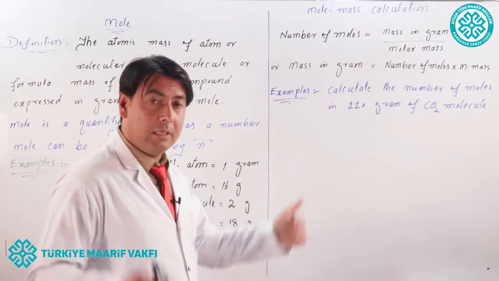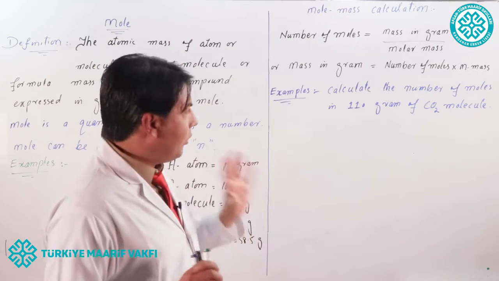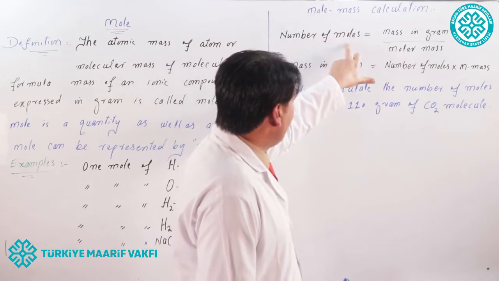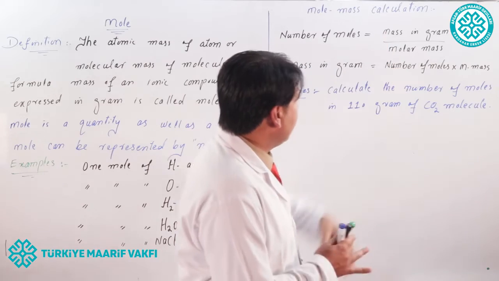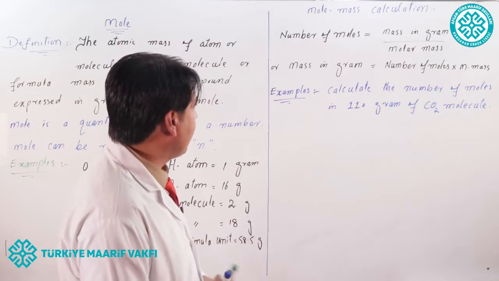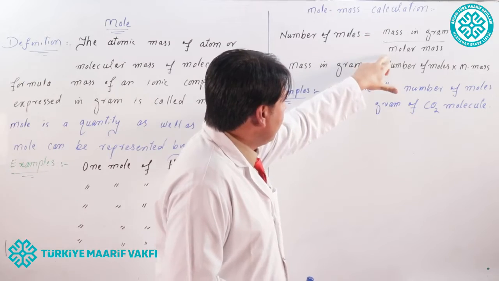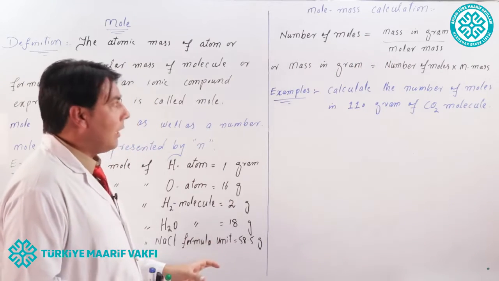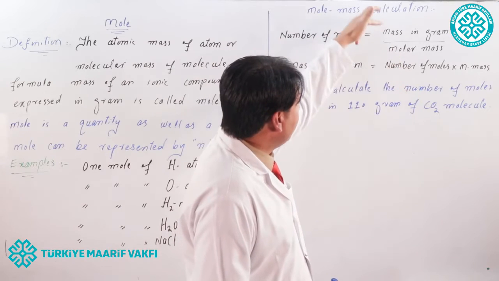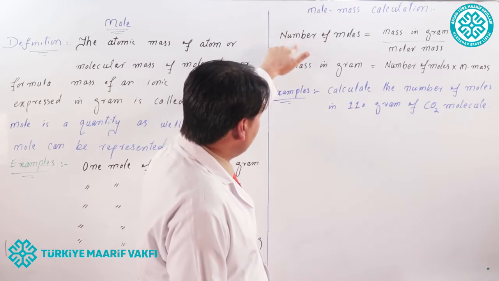Now we are coming toward the calculation. Mole mass calculation. There are 2 equations for mole mass calculation. First equation, number of moles is equal to mass in gram divided by molar mass. Mass in gram is the mass which is given to us, and molar mass can be calculated from the formula. If we know mass in gram and molar mass, then we can easily calculate the number of moles.